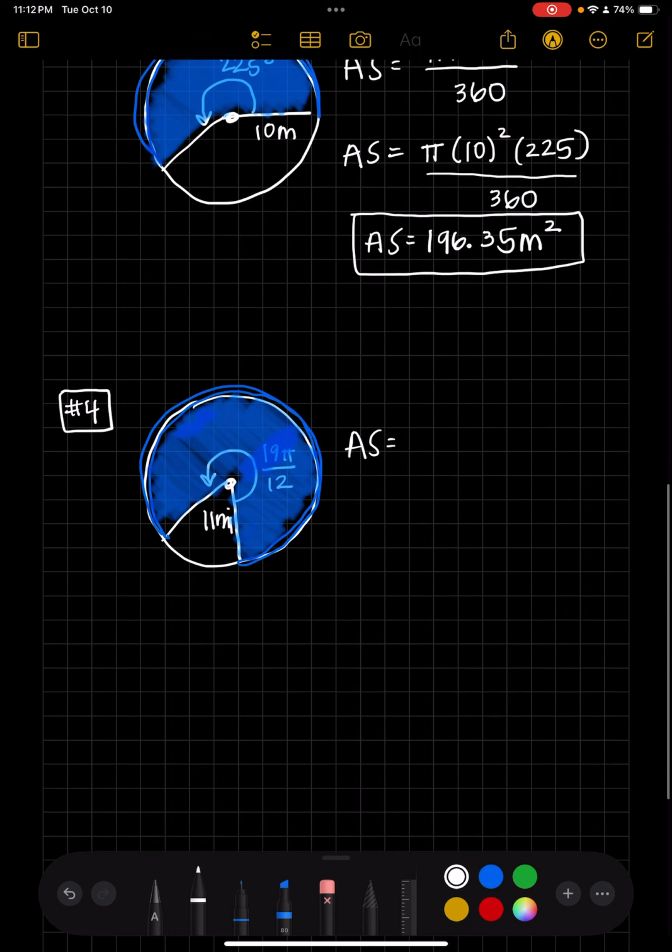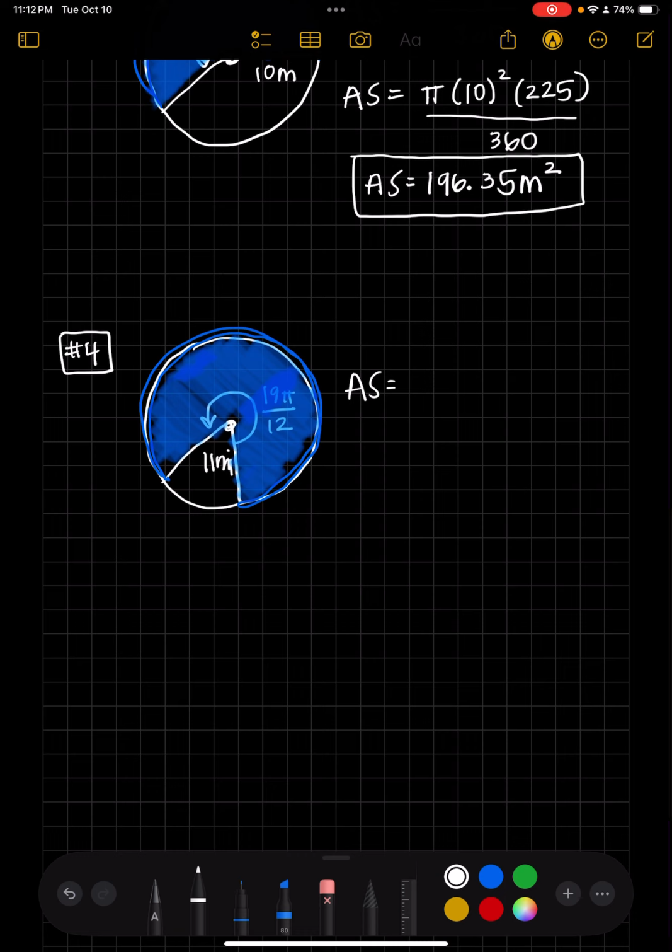All right, the last question is in radians. The angle measures in radians, so we have to use a different formula, which is r squared times theta over 2. Again, we need the radius, which in this case is 11, and we need the theta, which is 19 pi over 12. So I can write the area of the sector is equal to 11 squared, instead of r squared, times 19 pi over 12 for our theta, and that's all divided by 2.